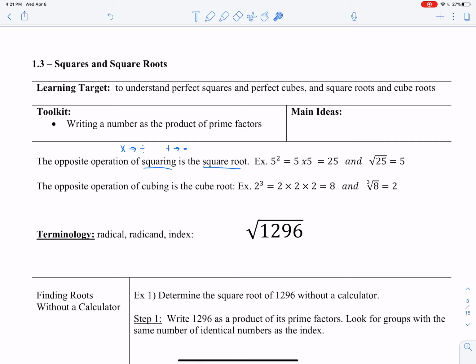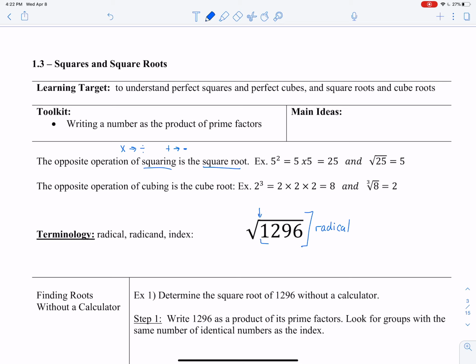We also need to look at some terminology. So we have 3 new words: the radical, the radicand, and the index. Okay. So the radical is this whole thing. Okay, this is called the radical. It's any number under a root sign. This swoosh is the root. So this whole thing is the radical.